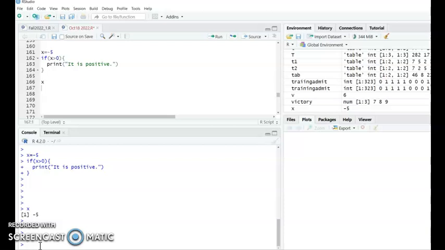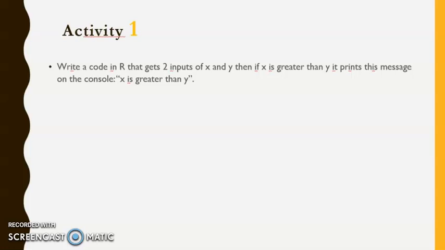Okay, let's do an activity. Please do this activity in R before you check the answer with the video in a moment. Write a code in R that gets two inputs of X and Y. When it says it gets two inputs of X and Y, it means that you are assigning initial values in your code to X and Y. Then if X is greater than Y, it prints this message on the console: X is greater than Y.